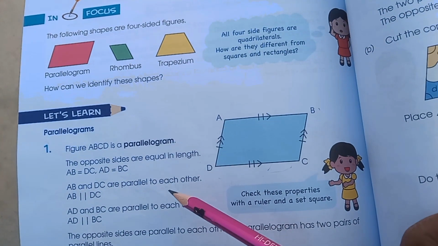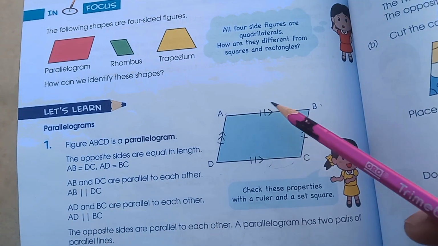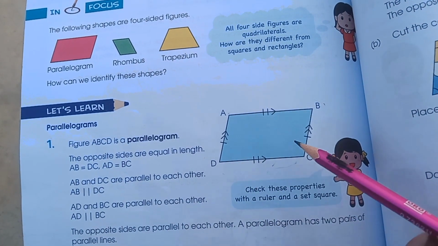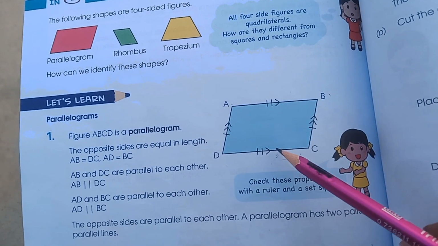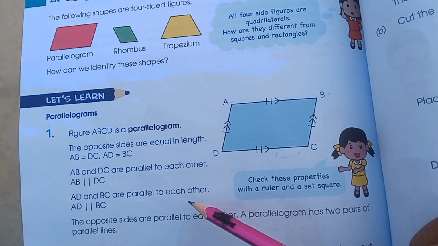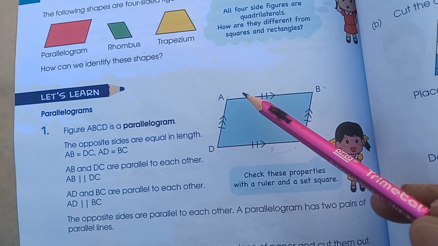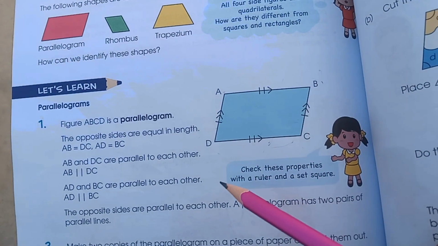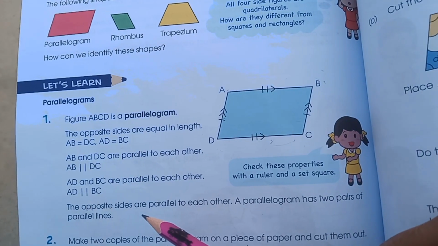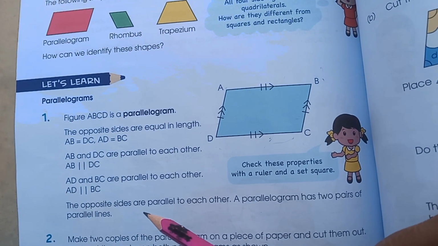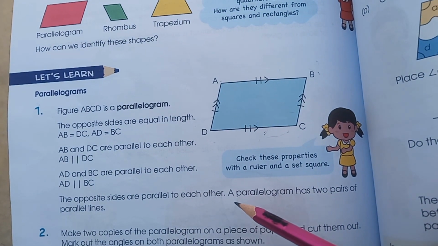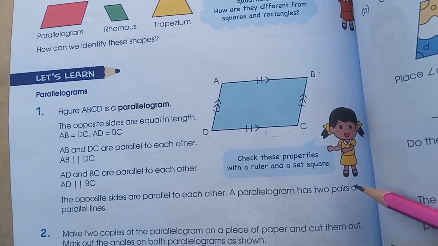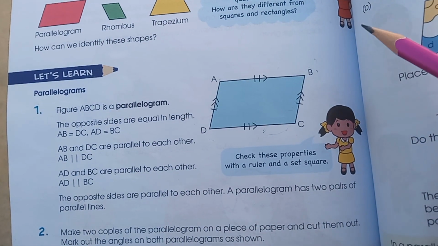AB and DC are parallel to each other. AD and BC are parallel to each other. The opposite sides are parallel to each other. A parallelogram has two pairs of parallel lines.